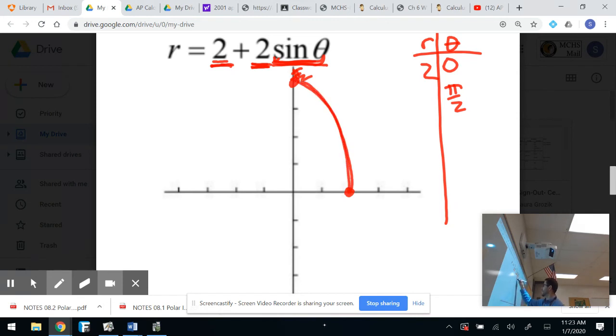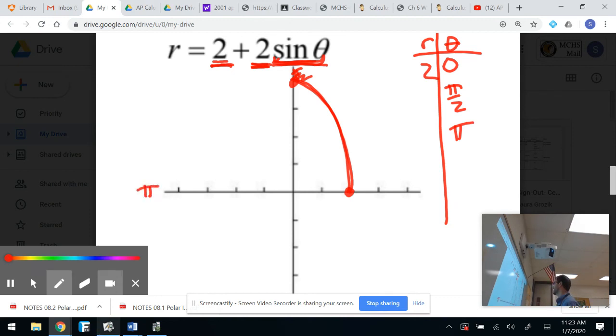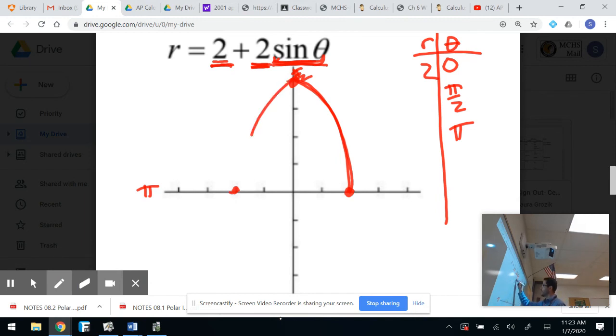You could pick other values if you wanted to. I'm going to go all the way to pi now. If I go all the way to pi, which is right there, that's going to be 0, so it's going to be 2. It's going to be a cardioid though. Remember, a cardioid is like a cardiovascular surgeon, so it better look like a heart, maybe upside down.